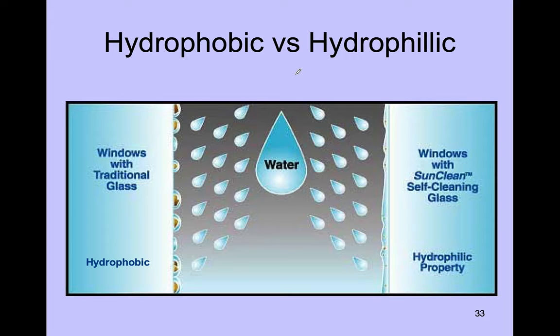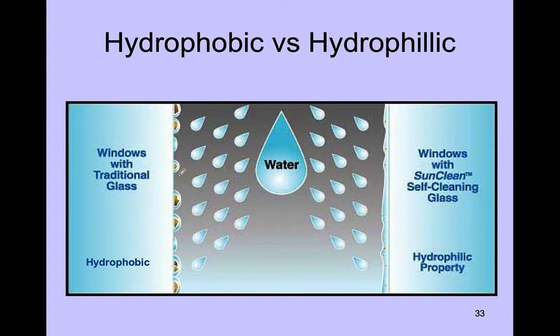Here's an example of hydrophobic versus hydrophilic. This is actually taken from a marketing campaign for a sun something glass cleaner. It was a product that you would wash your windows on your house and then apply this product. It's kind of like Rain-X for your house. And the idea is that windows that had this traditional glass were kind of hydrophobic, and this water would repel, but it would trap all of this dirt.